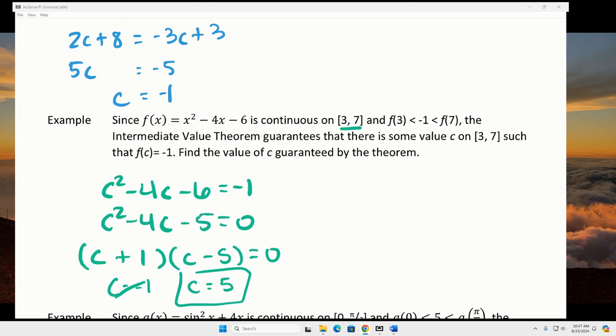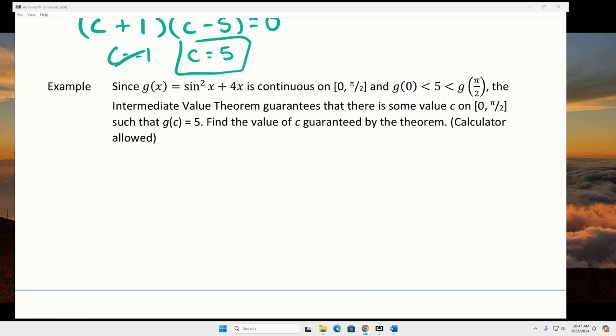All right, and then the last example is a calculator allowed example. So I'll show you how to do this. You can grab one. You do now have one assigned to your name up there if you need one.